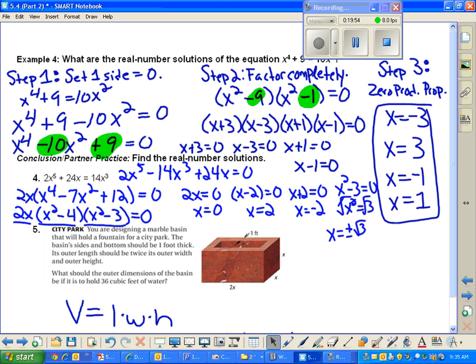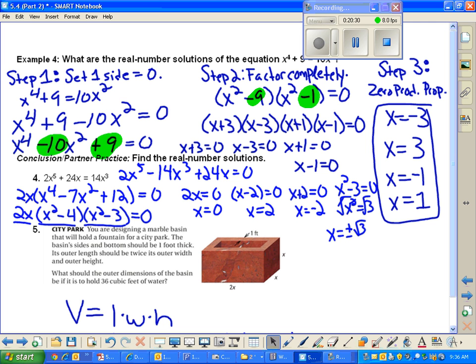So here we have a city park problem, and you are designing a marble basin that will hold a fountain for a city park. The basin sides and bottom should be 1 foot thick. Its outer length should be twice its outer width and outer height. What should the outer dimensions of the basin be if it is to hold inside of it 36 cubic feet of water?